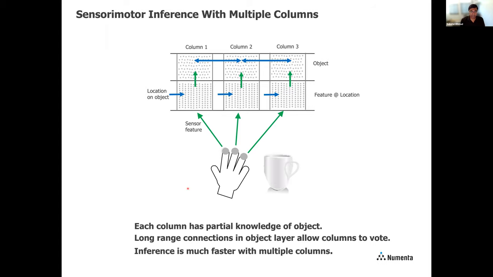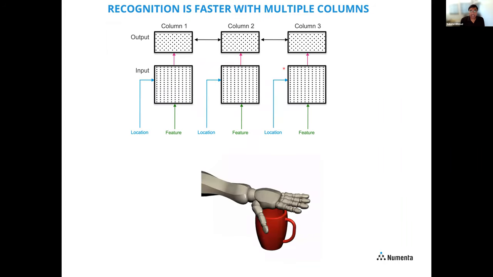And just as a reminder, each column here has partial knowledge of the object because it's just getting a small part of the overall sensory inputs that the animal is getting. The long range connections allow the columns to vote. And then of course now inference is going to be much faster with multiple columns. So now we can do this exact same experiment again, except with three fingers. So you're grasping the coffee cup with three fingers. And this animation is again, thanks to Lewis.